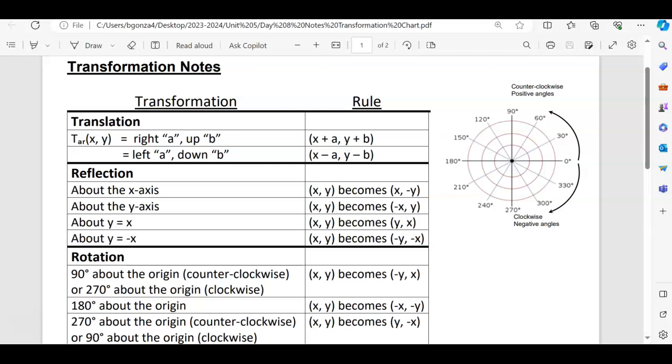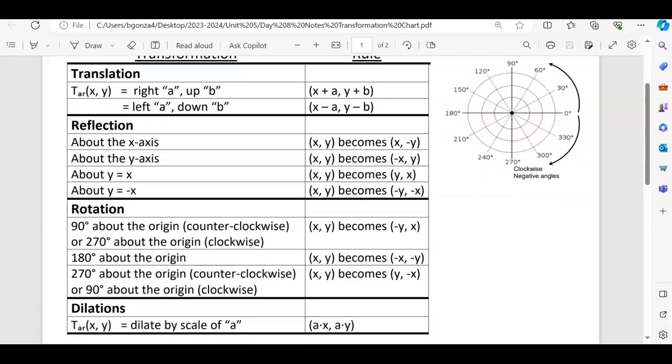Now real quick, reflection, okay? Do you see the different reflections here? You can reflect across the x-axis, it looks like this, left and right. You can reflect it across the y-axis, up and down. There's 2 other reflections. Now this says reflecting across y equals x.